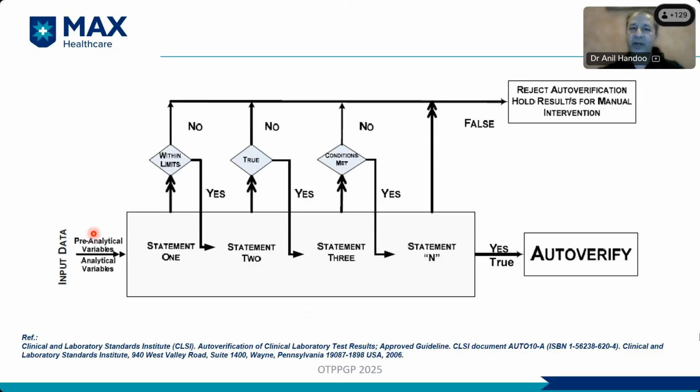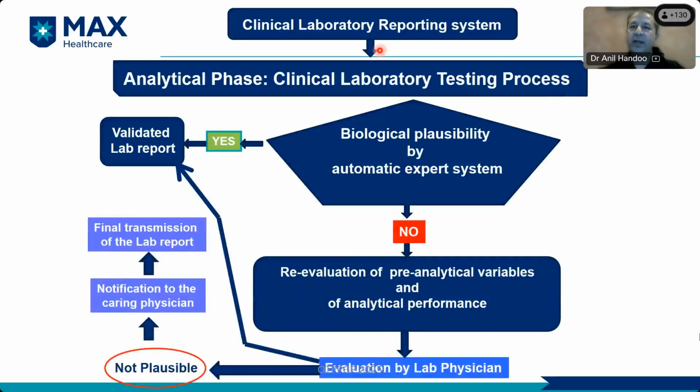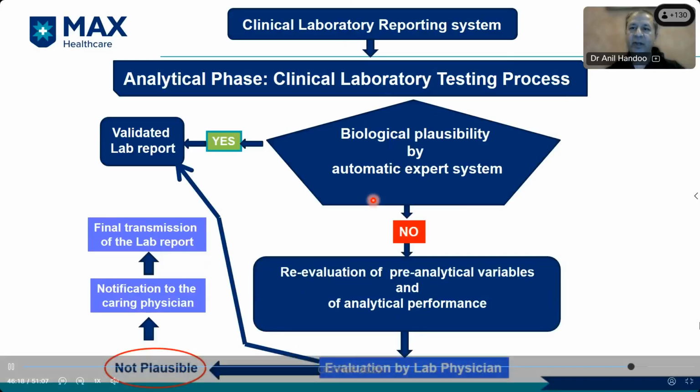You can have input data, and with each data you can have variables, just the way you put it into an Excel sheet, and then finally get into either auto verification or rejection of auto verification and putting it through the manual results. So if you look at the clinical laboratory reporting system, the analytical phase part of the clinical laboratory testing, you have to have what is called biological plausibility by the automatic expert system, which is what you will define in a middleware.